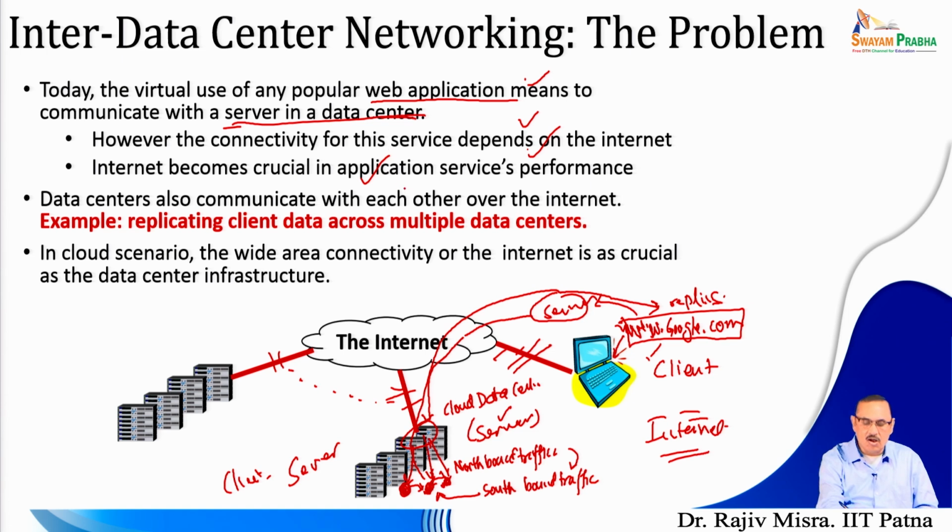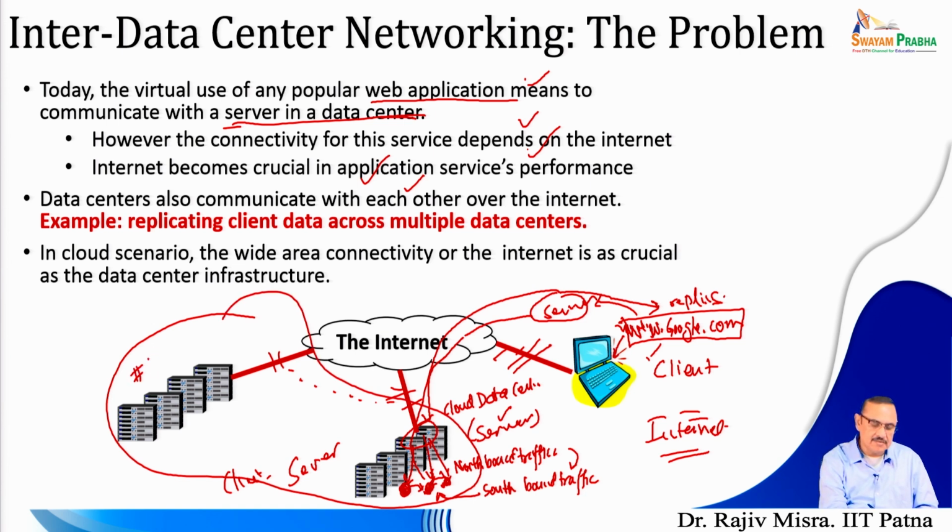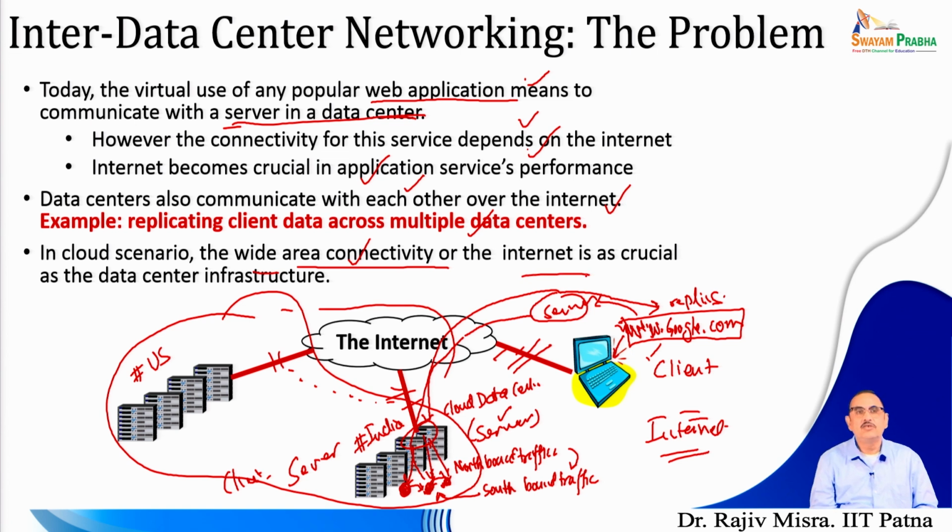So, the data centers also communicate with each other over the internet. For example, here these data centers, let us say one data center resides, let us say in US, the other data center resides in India and they often communicate with each other through the internet. So, data center also communicate with each other over the internet, that is replicating the client's data across multiple data center. This is one such example of an application. So, in the cloud scenario, the wide connectivity, wide area connection or the internet is as crucial as the data center infrastructure.